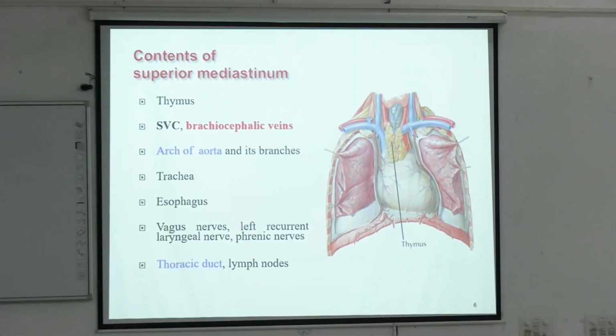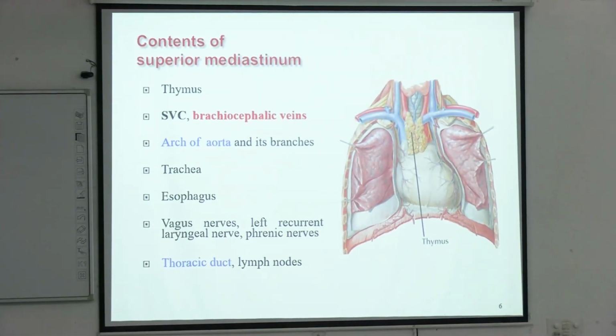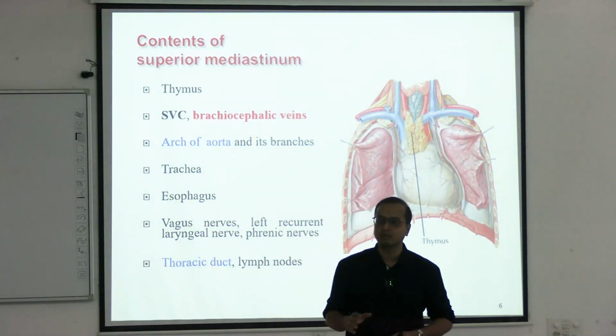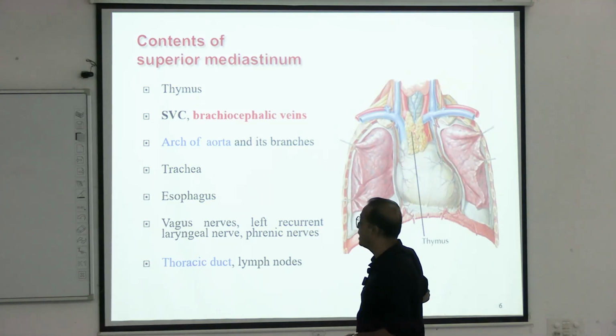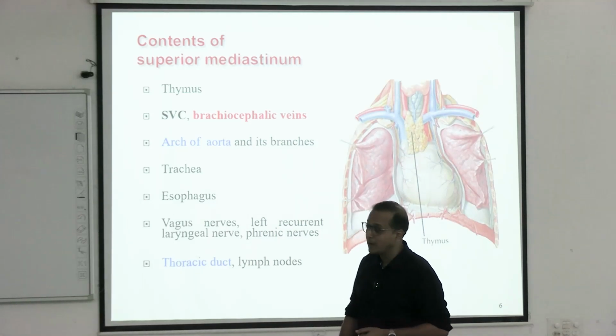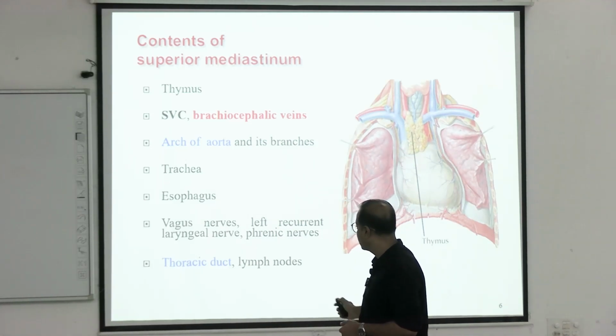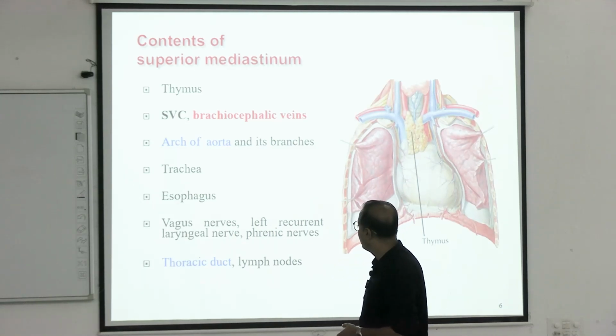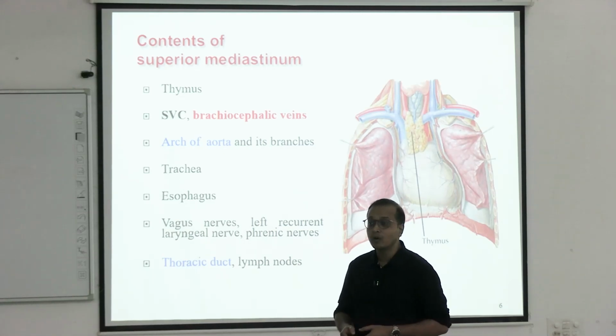We are restricting today's discussion to the superior mediastinum and its content. We learned that the content here includes neurovascular structures: some blood vessels and some glands. We have a gland, the thymus, which is present in young kids. Then we have the veins, the superior vena cava and brachiocephalic veins. We have the arch of aorta and its branches, the trachea and the esophagus, the phrenic nerve and vagus nerve, and a lymphatic channel, the thoracic duct. So this content is important for us.